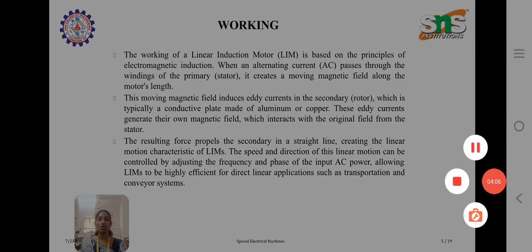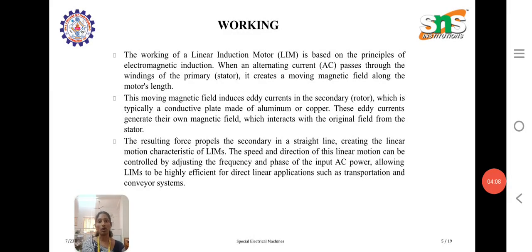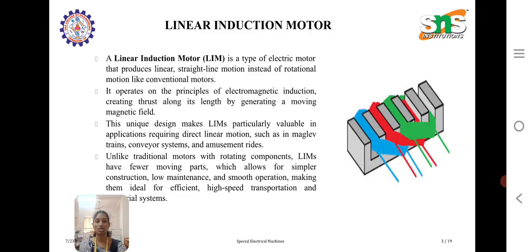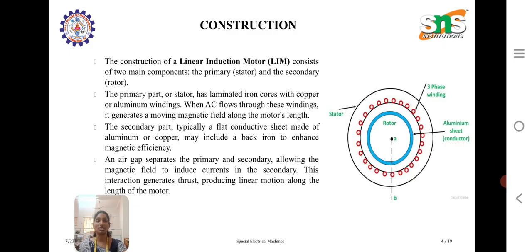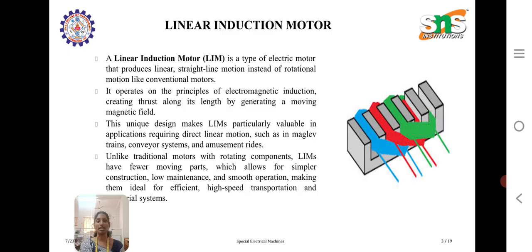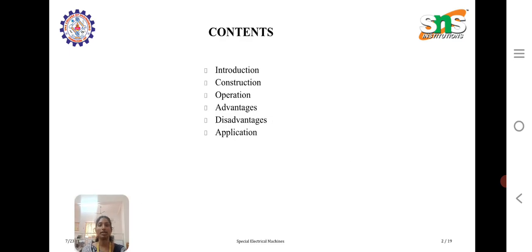So in this video, we have discussed in detail the basic introduction to the linear induction motor and what a linear induction motor is, and coming to construction, we have discussed the working of the linear induction motor. So in the upcoming video we will discuss the rest of the parts like operation, advantages, disadvantages and applications.